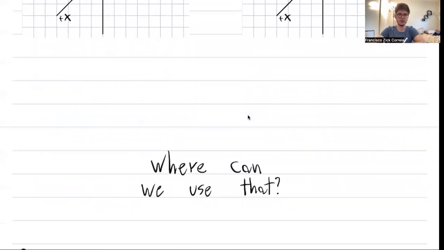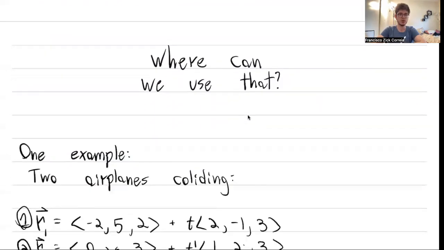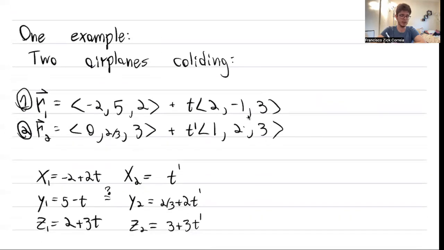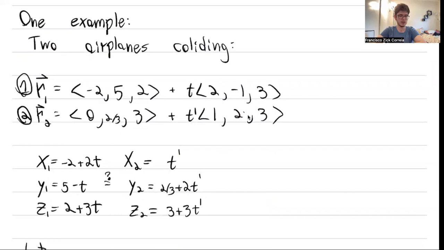Well, but where can we use that? One example is two airplanes colliding. Let's say we have airplane 1, whose position vector is given by the initial position -2, 5, 2, and the velocity vector 2, -1, 3. And the second airplane has the initial position 0, 2/3, and 3, and the velocity vector 1, 2, 3.